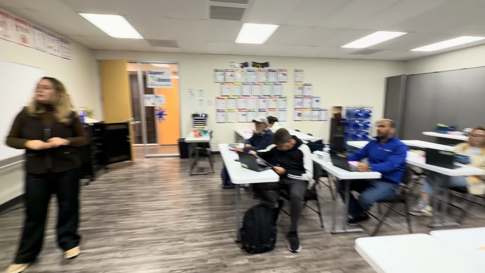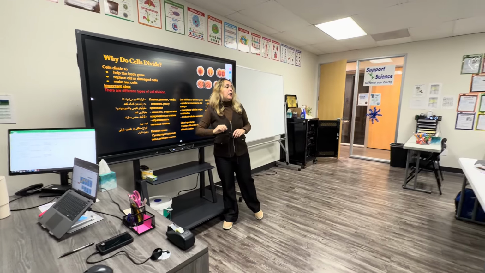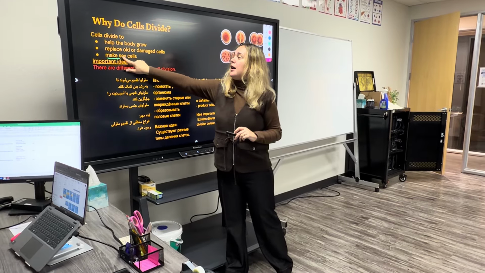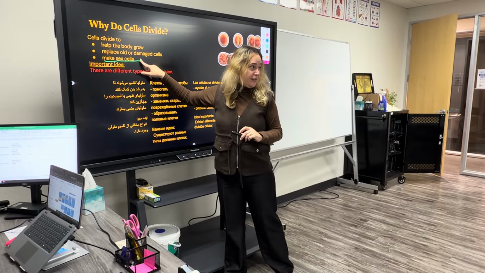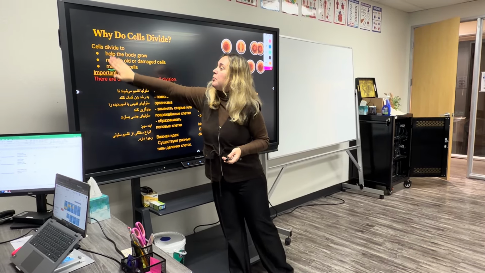Yes. Why do cells divide? Cells divide to: number 1, help the body grow; number 2, replace old or damaged cells; number 3, make sex cells. Important idea: there are different types of cell division. Yes, exactly. So we have two different types, mitosis and meiosis. Meiosis is how to make sex cells. Because we have genetic topics, we will go through this type of division.